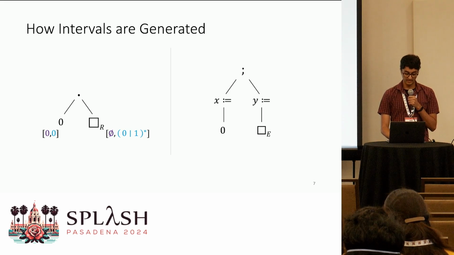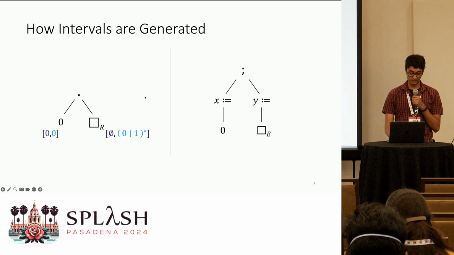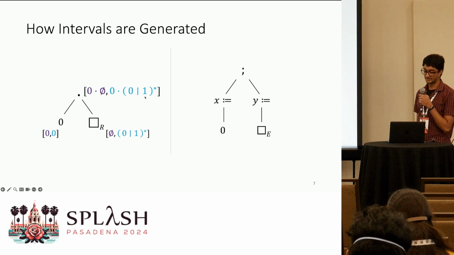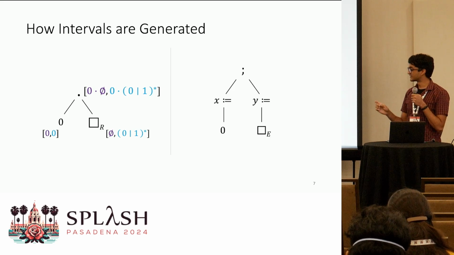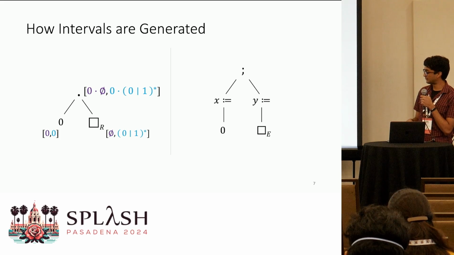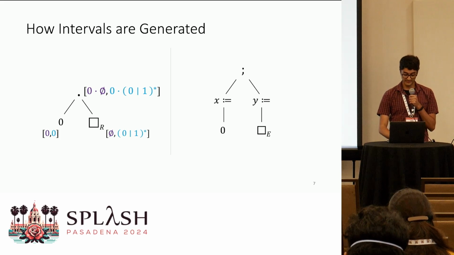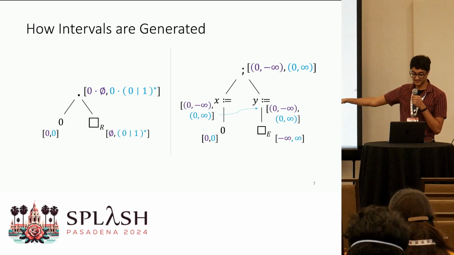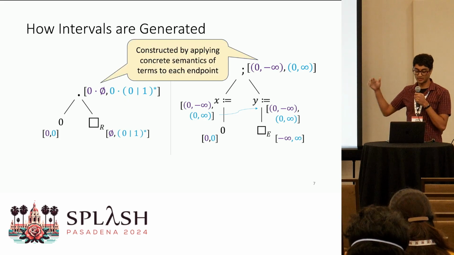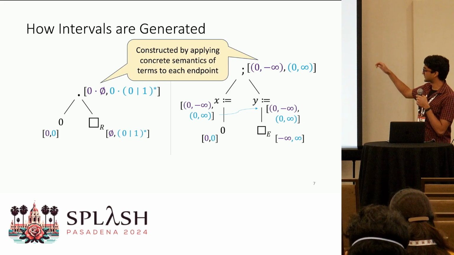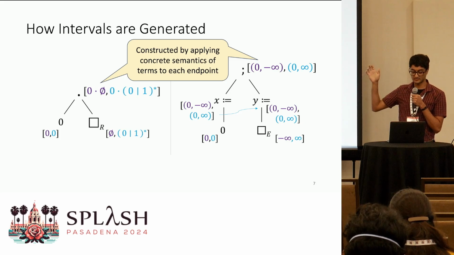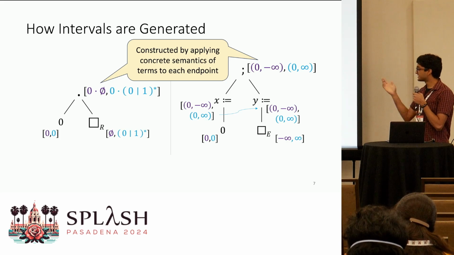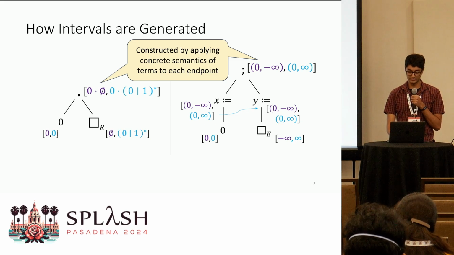And then I claim that a sound interval transformer for this concatenation operator is simply applying the concatenation operator to the left and right bounds of its children. I've colored the left bounds in purple and the right bounds in blue to show this. A similar process can be done in the imperative case, where again we construct intervals for the leaves, and we propagate these intervals up, specifically by constructing interval transformers that apply the concrete semantics of each of these terms to each of the endpoints. These intervals are sound for the examples I've shown, but they may not always be.